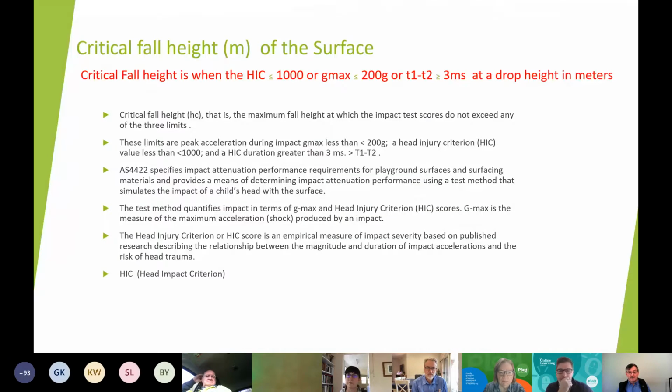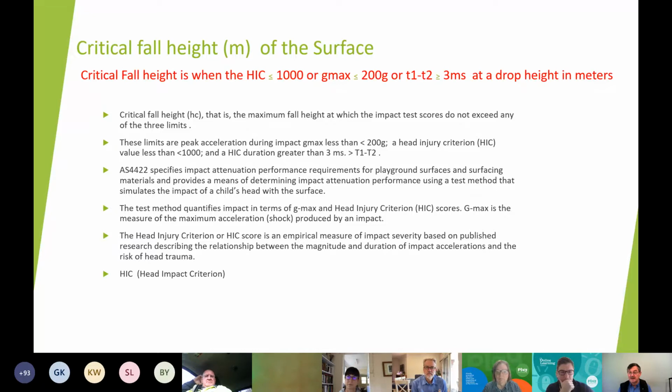So I might be putting a lot of words up on the screen, but I'll just talk about it generally. This is a lot of the comments straight out of the standard, and you can read that as I talk along. So the critical fault height is when the HIC is less than 1,000 and the Gmax is less than 200, or T1 or T2 is greater than 3 milliseconds at a drop height in meters. So that we're rating the surface and we're working out what this surface critical fault height is going to be.